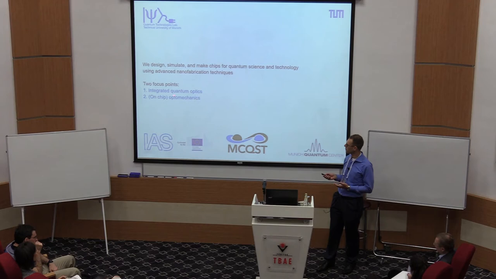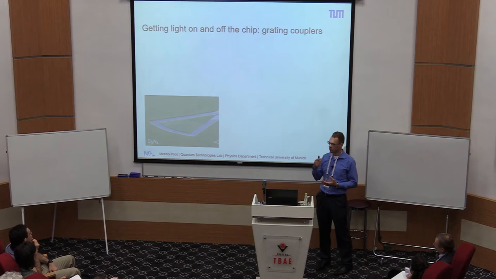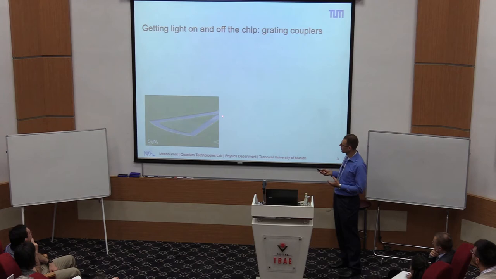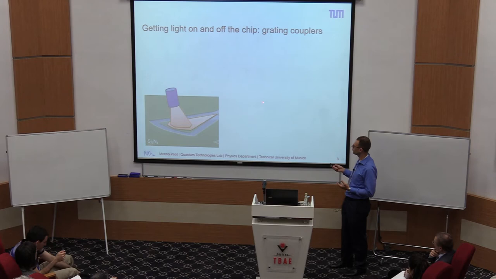So maybe you're wondering, well, how do we actually get light on and off our chips? And for that, I want to introduce to you these devices called grating couplers. So here you see a grating, you can see very nicely. The green stuff here is silicon nitride, our favorite material. Here the blue material is silicon dioxide, the cladding material. And when we place an optical fiber above this grating, send light onto the grating, then with the right conditions, we can actually guide the light onto the chip and then into the waveguide that is going to continue here, and we can use that light.